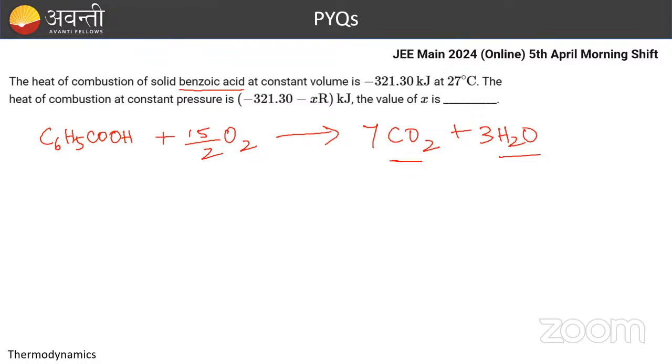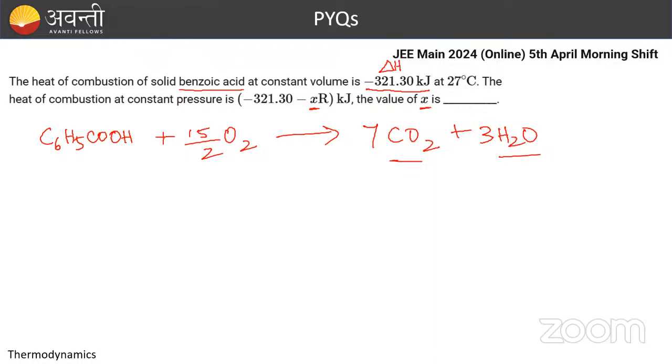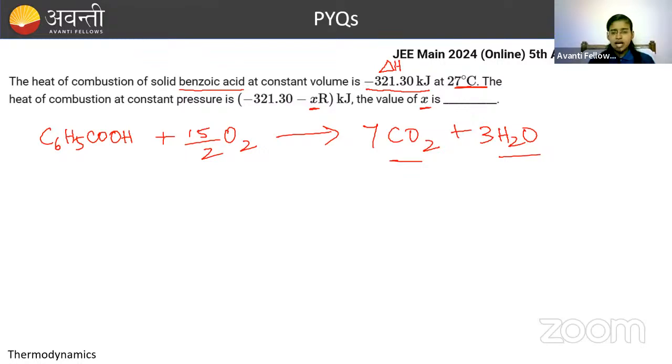Now we have to find out the value of X. What else is given to us? The heat of combustion is given. Heat of combustion means the delta H value is given to us. And also we have the temperature value.